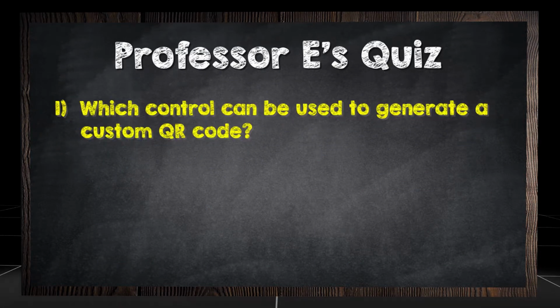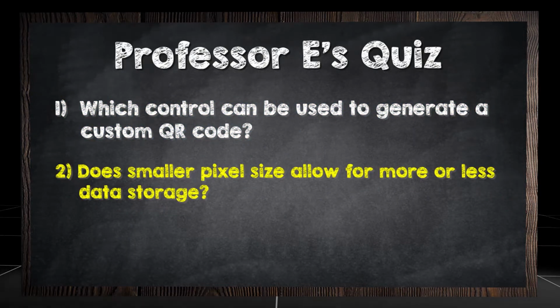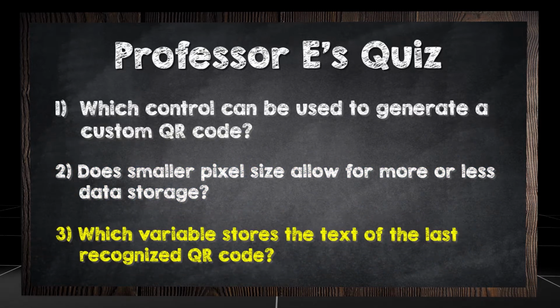Which control can be used to generate a custom QR code? Does smaller pixel size allow for more or less data storage? Which variable stores the text of the last recognized QR code?